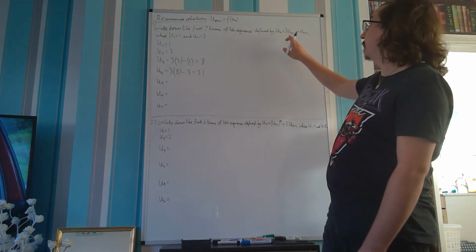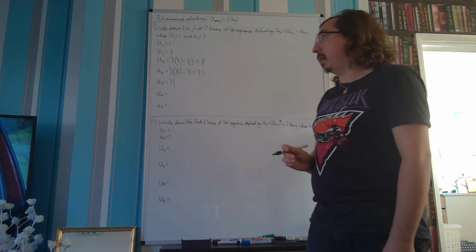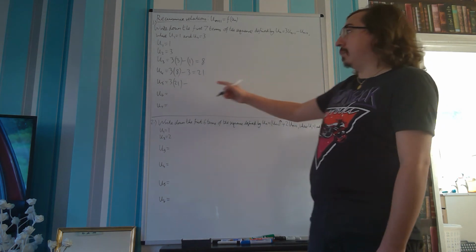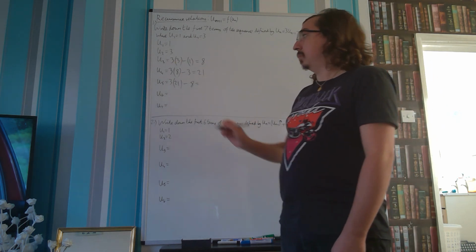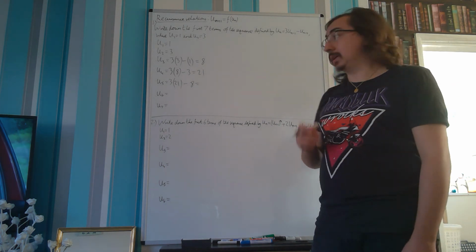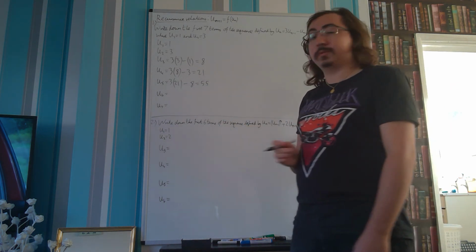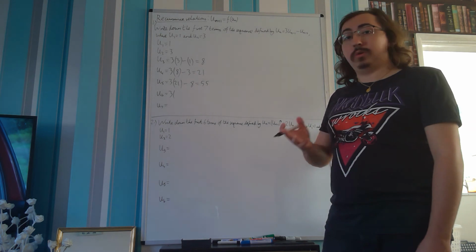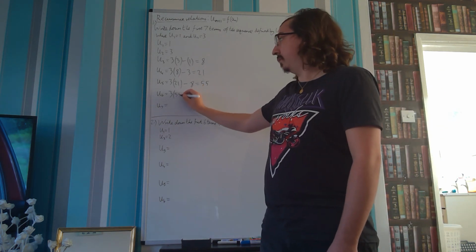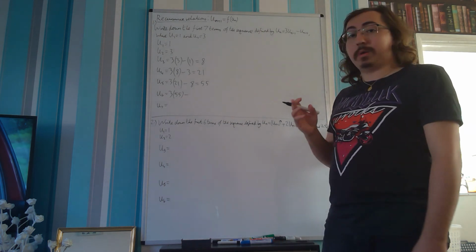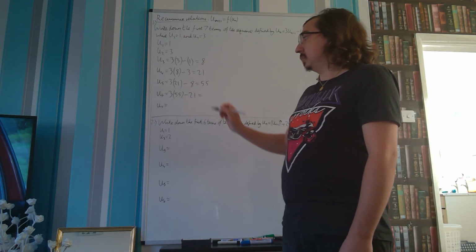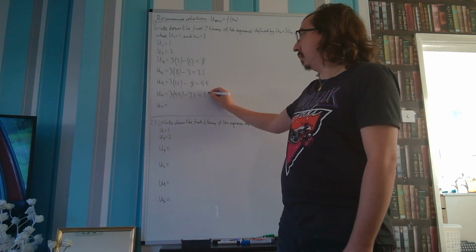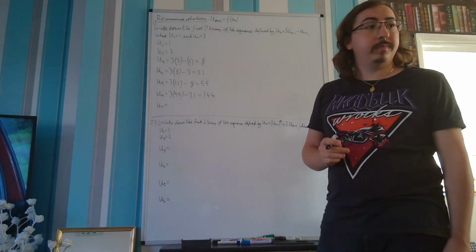Same idea for the next one, back to the formula. We have 3 as a multiplier of u of n minus 1, so in this case u4, minus u of n minus 2, which is u3, which is 8. 3 times 21 is 63, subtract 8 gets us 55. u6, back to the formula, 3 times u of n minus 1, or u5, which is 55, minus u of n minus 2, which is u4, which is 21. 3 times 55 is 165, minus 21 is 144.